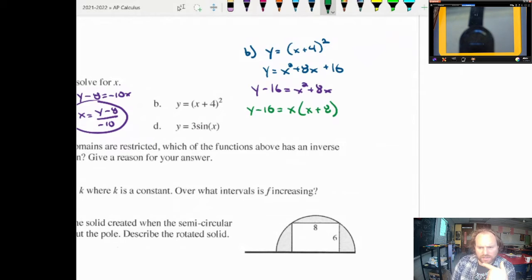I'm not sure if that actually gets us any closer to an answer here. Let me think about this for a minute. x squared plus 8x.